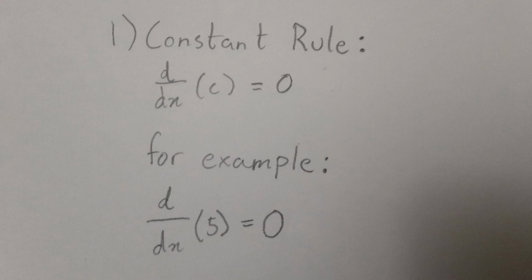The first rule is the constant rule. This states that the derivative of any constant c is automatically 0. For example, the derivative of the constant 5 is 0.